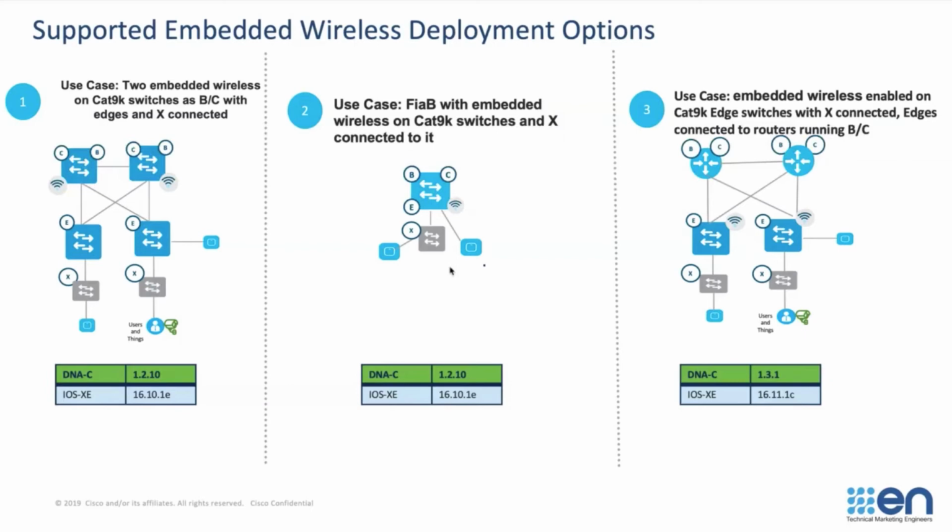So I have a border and control hanging off the top, connected to my Edge and my wireless LAN controller, which in turn is connected to my extended node. And today I can connect my APs to my extended node. So we can still enable Fabric enabled wireless while connecting my APs to the extended node. We started supporting this functionality of running the embedded wireless LAN controller on Edge from 1.3.1.